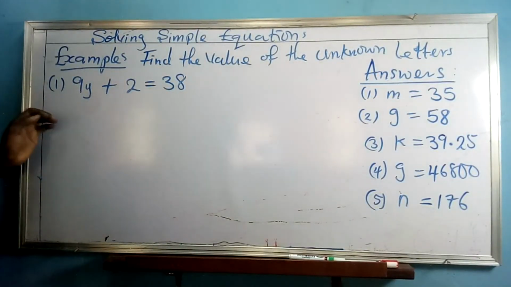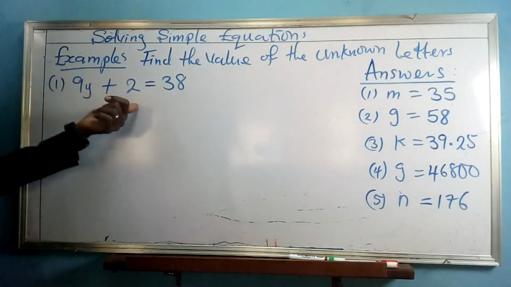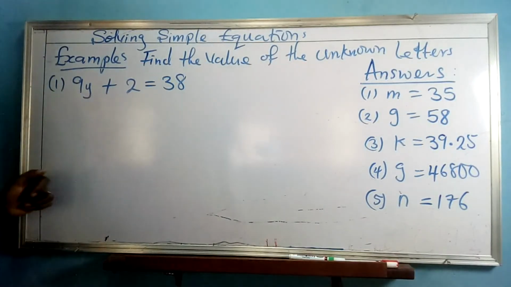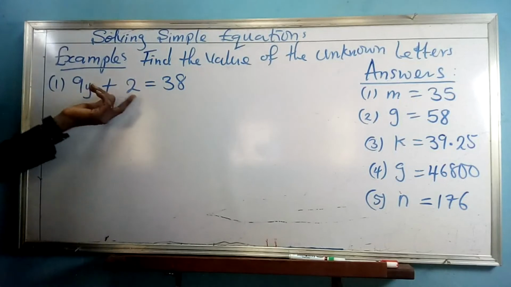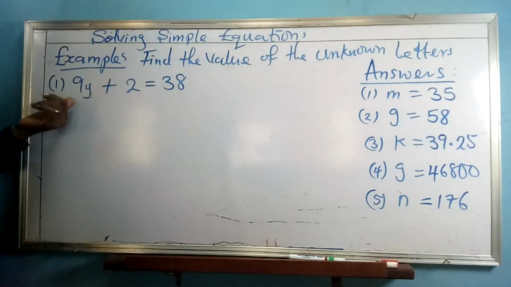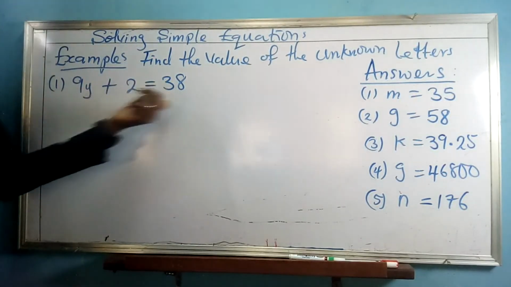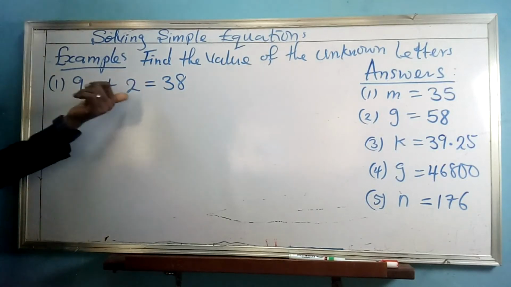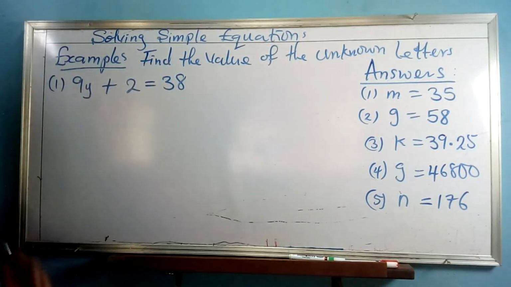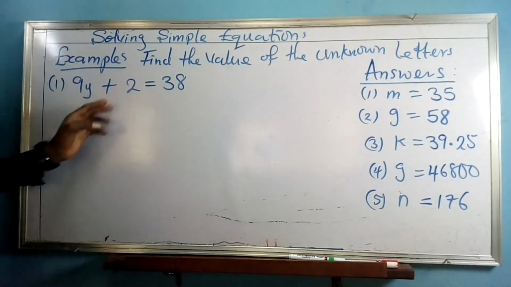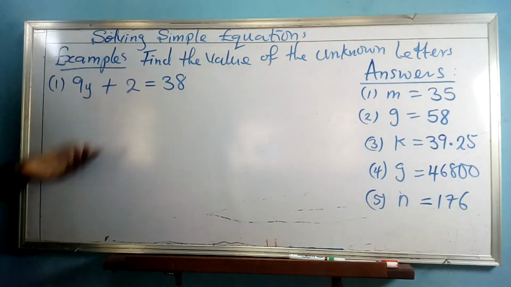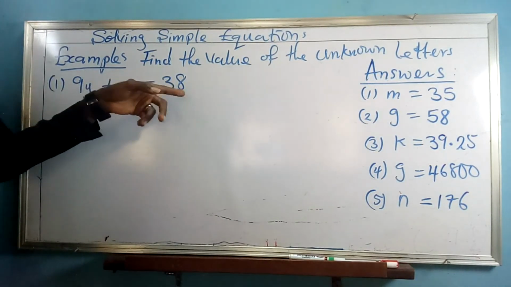Now let's look at this now. We have 9y plus 2 equals 38. I told you earlier that 2 stands alone. We know the value of 9, we know 2, we know 38. We don't know y. So we can move this one to the other side of the equation. And this is plus 2. When we have plus 2, it will be what? Plus, we go and do what? Subtract on the other side.